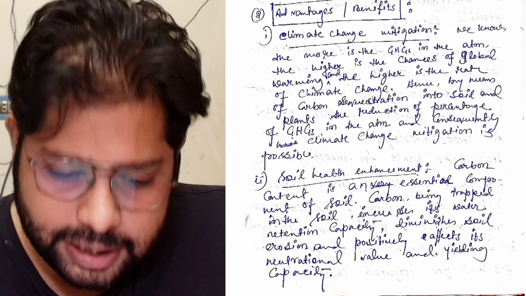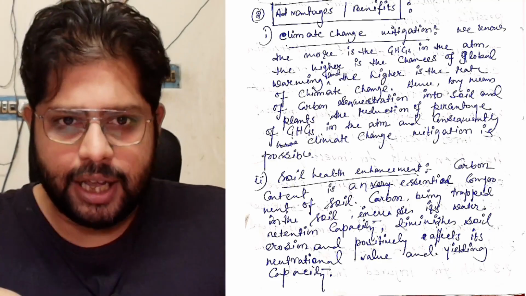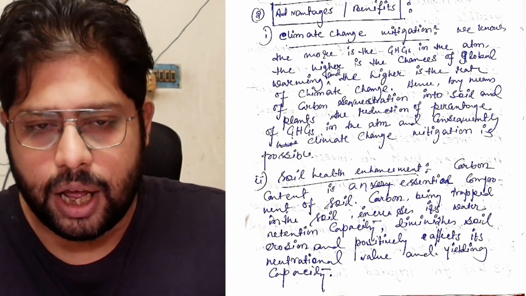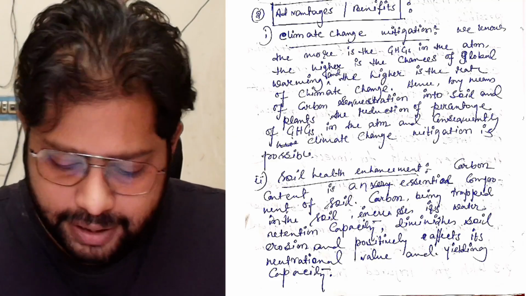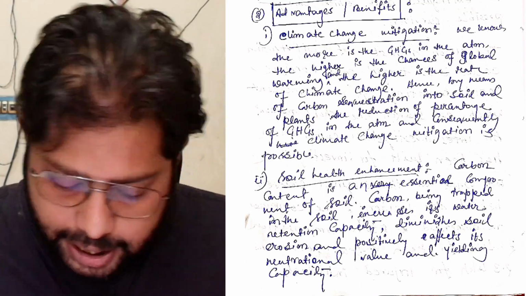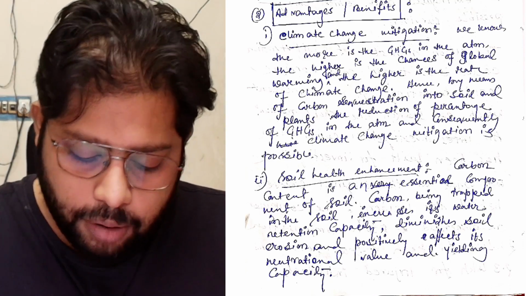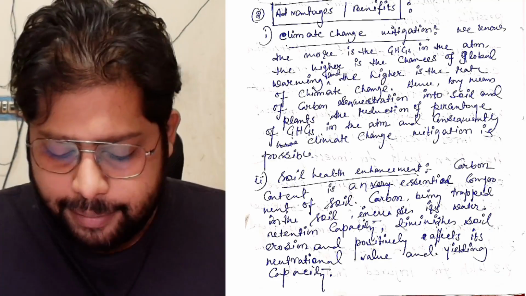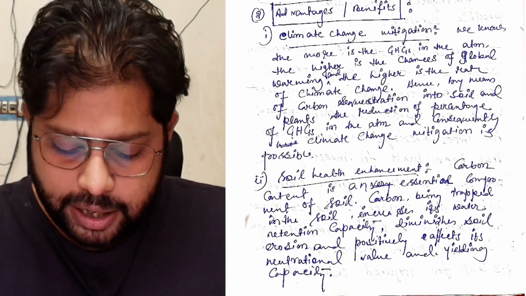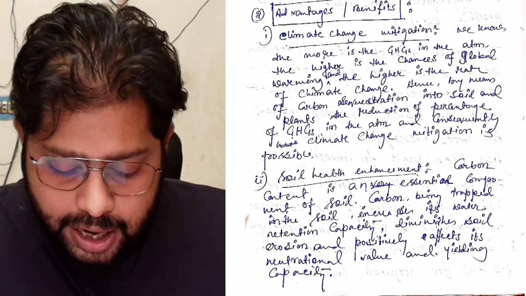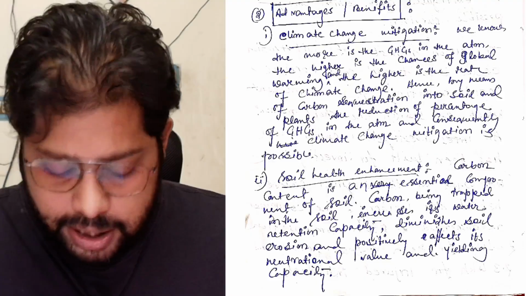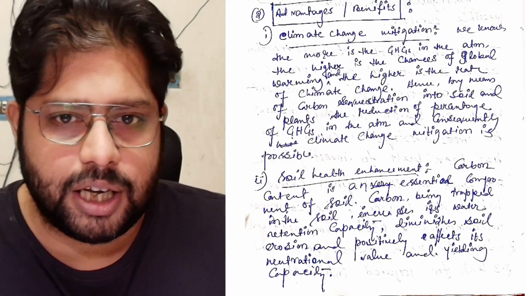Now this carbon farming actually enhances all these 4 indicators of soil. So I have written here, you can see: carbon content is an essential component of soil. Carbon being trapped in the soil increases its water retention capacity, diminishes soil erosion, and positively affects its nutritional value and yielding capacity. So I have written all these things here, you can read it.